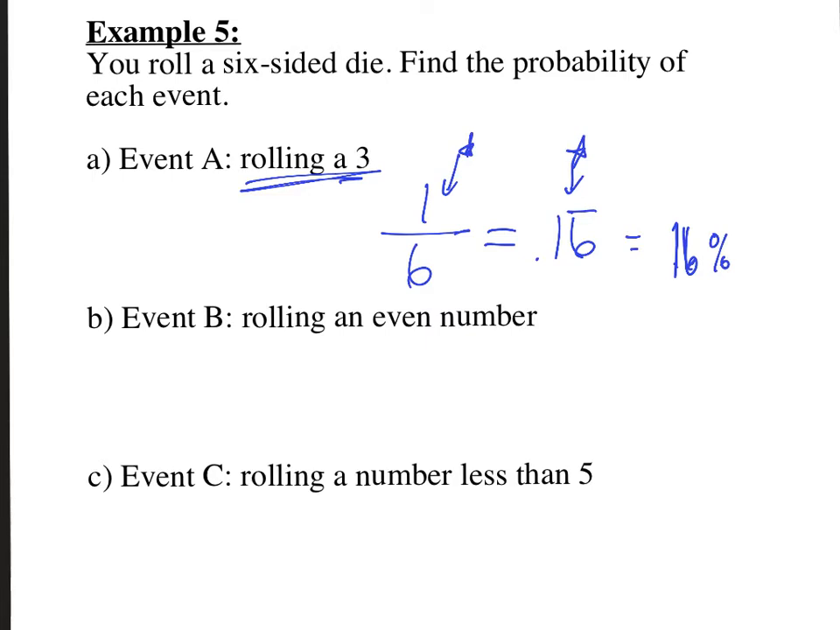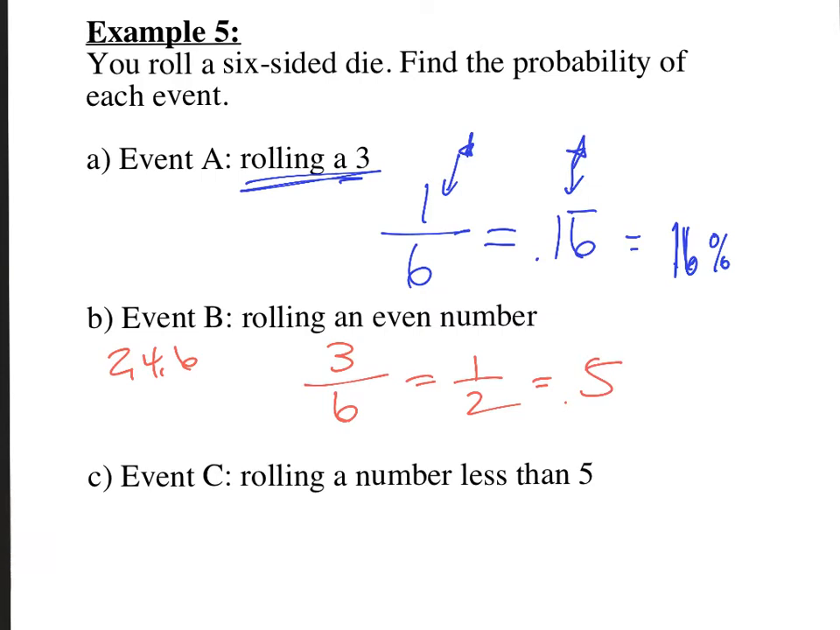All right, so then the second one, an even number. Well, even numbers are 2, 4, and 6. So we have 3 total even numbers out of 6 total numbers. So your actual probability is 1/2 or 0.5.